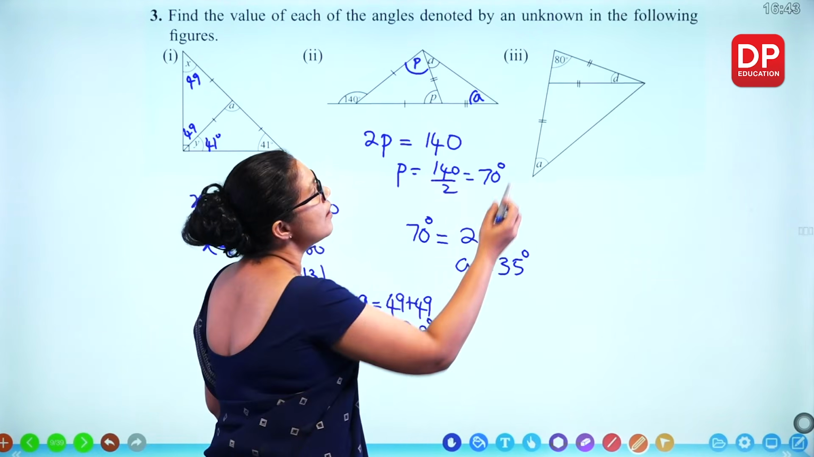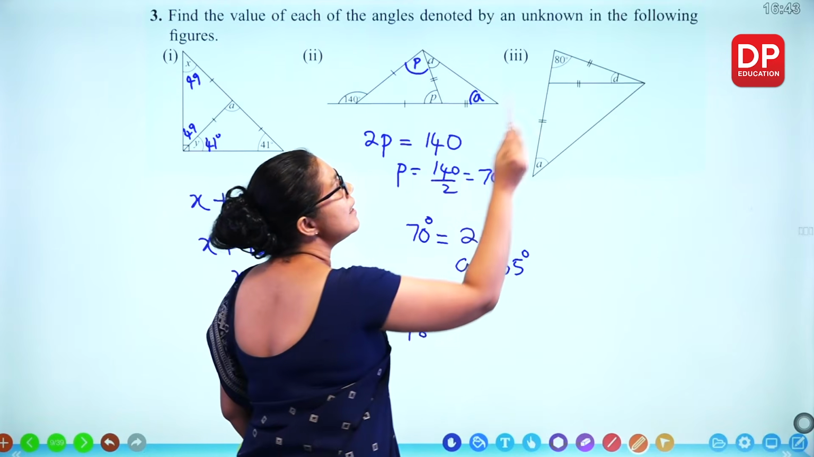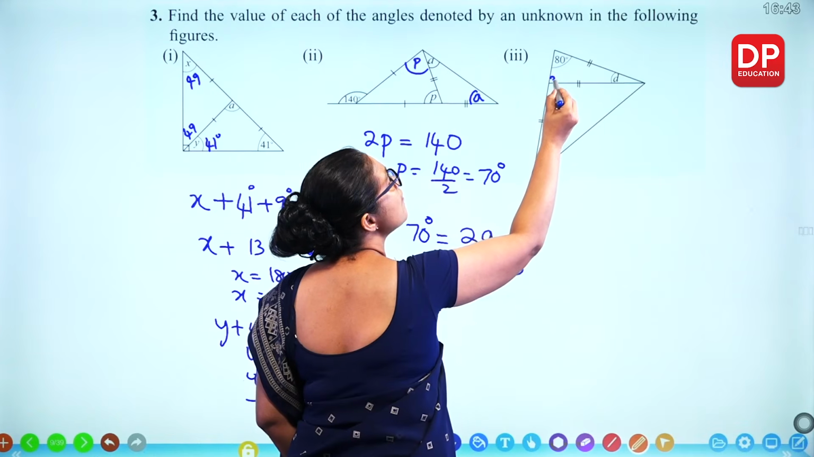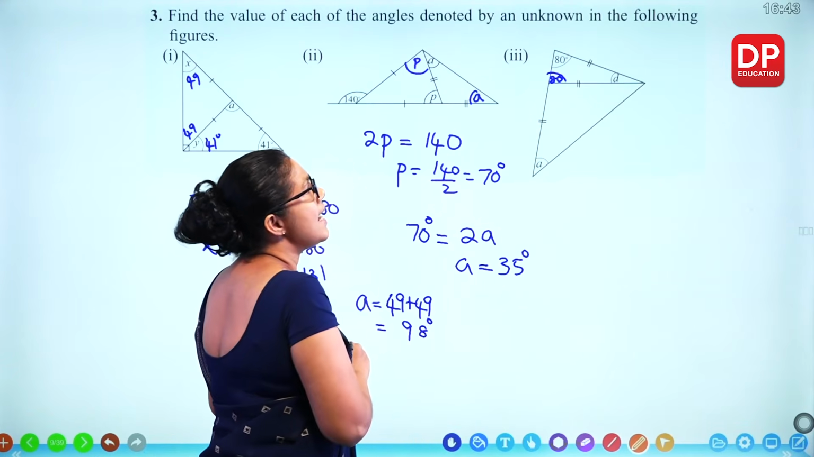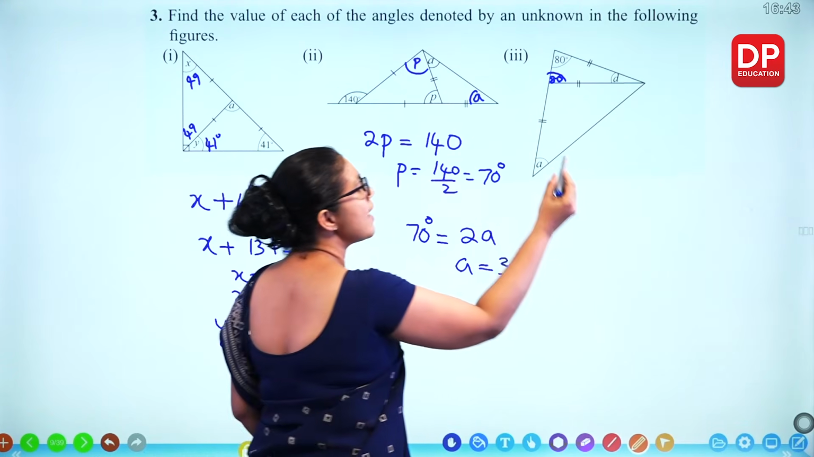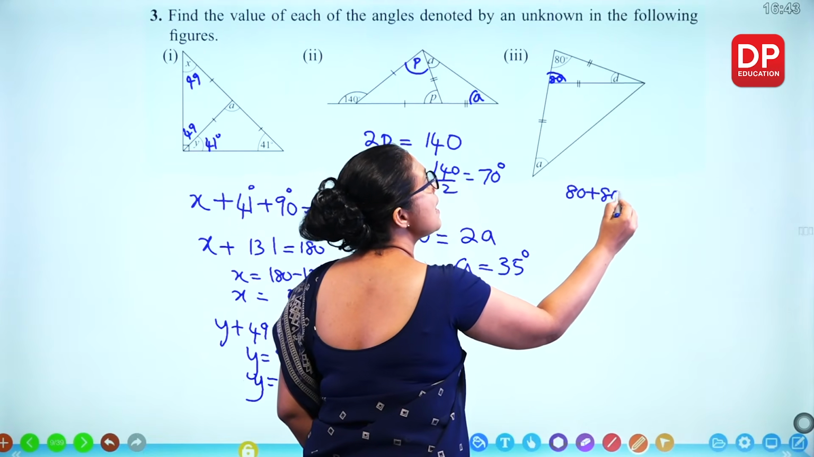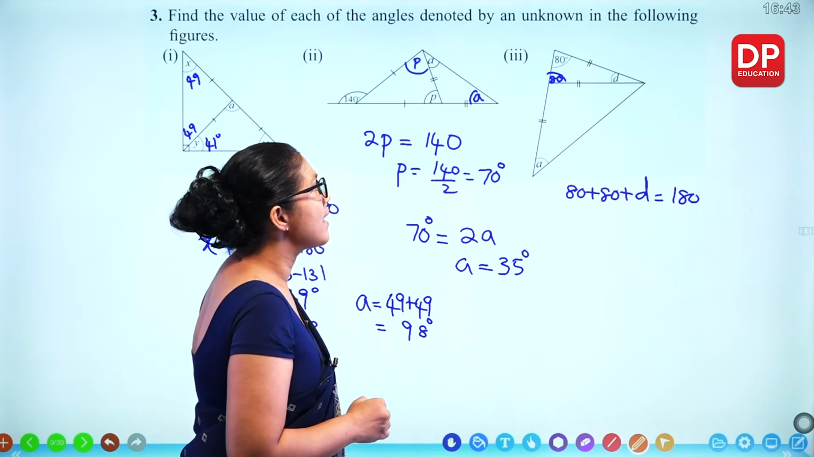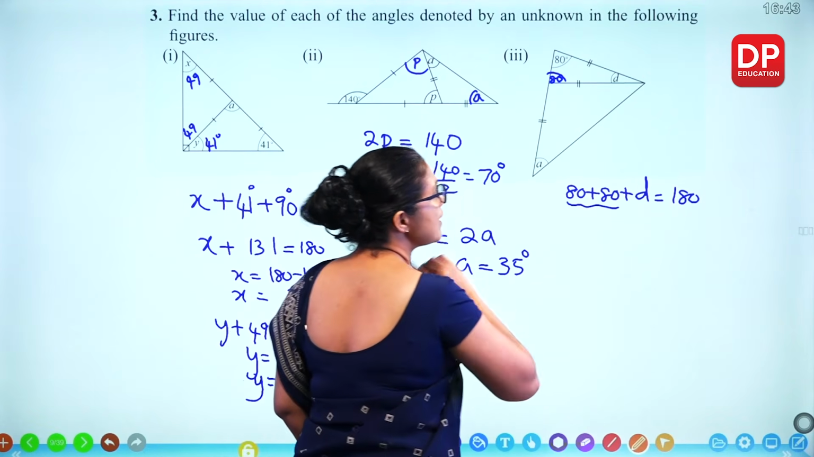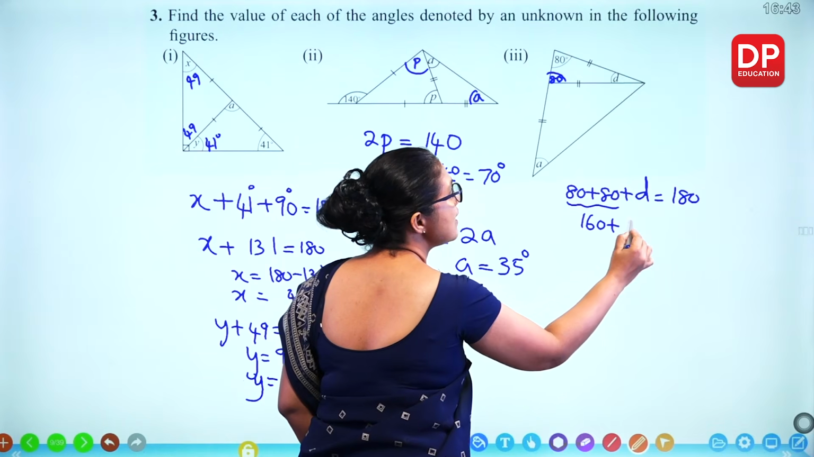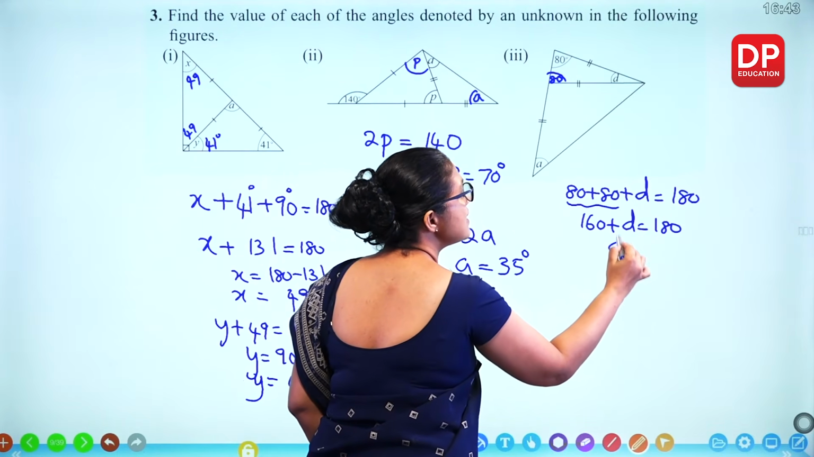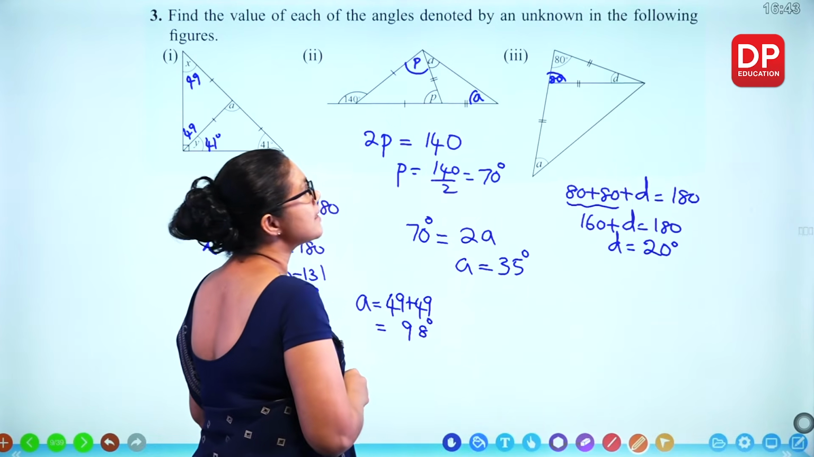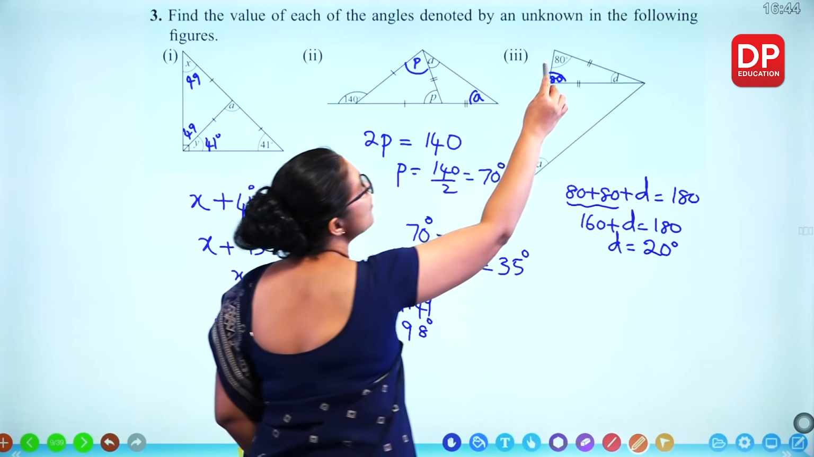So here we have to find out d and a. So here we can see in this triangle, these two lengths are equal. So we can write this angle is 80. So in the smaller triangle we can write 80 plus d equals 180. That's the sum of angles in a triangle. So how do you find that? 80 plus 80 is 160, plus d equals 180. d becomes 180 minus 160. That's 20 degrees.